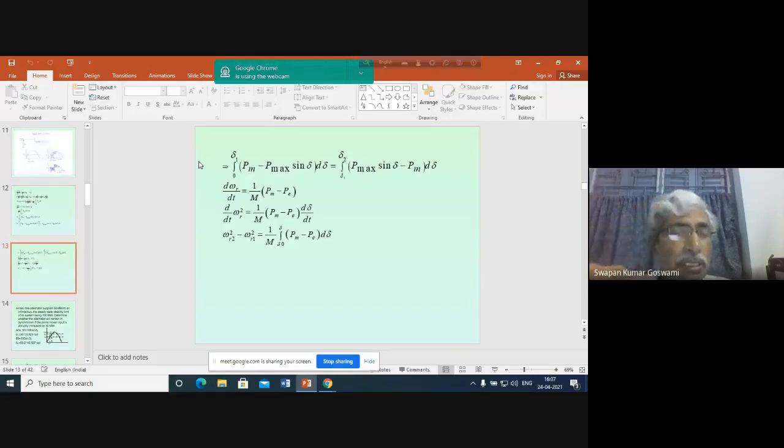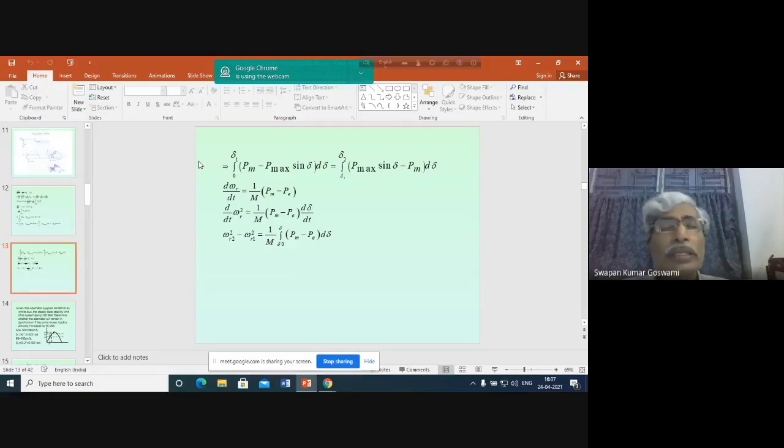So the equal area criterion is applicable under a very simplified condition, when there is a single generator connected to a large power system, or a generator connected to an infinite bus. Or you can say that this criterion is applicable to a two-machine system only. One machine is the machine whose stability we are considering, and the other machine represents the total power system.